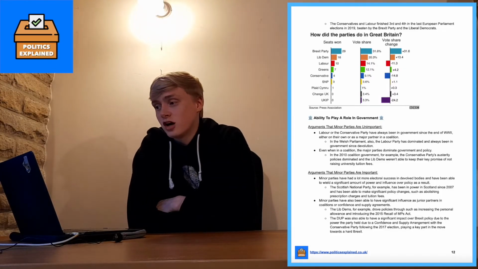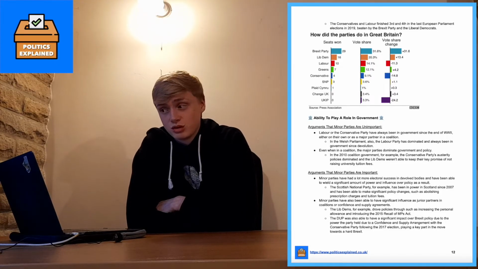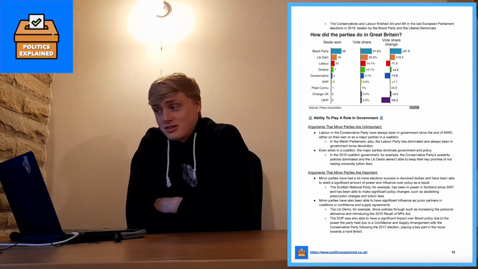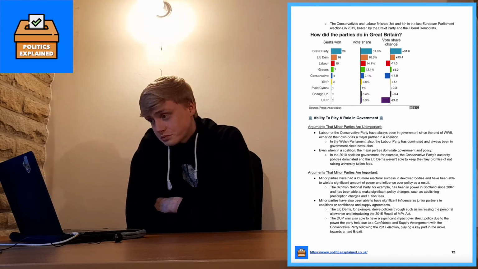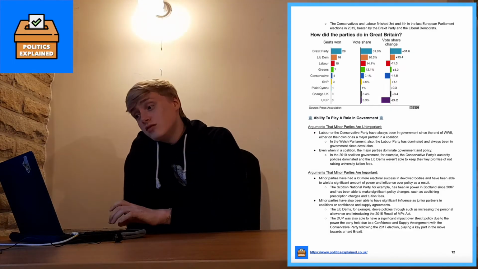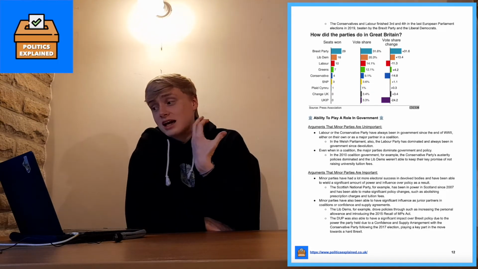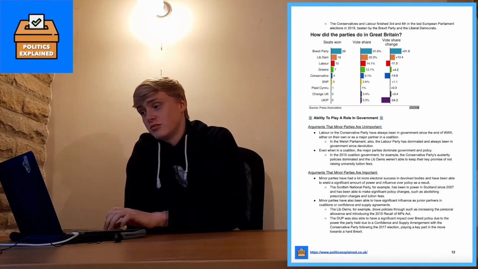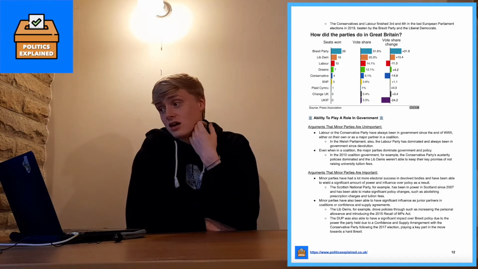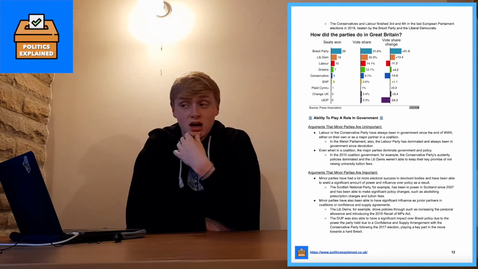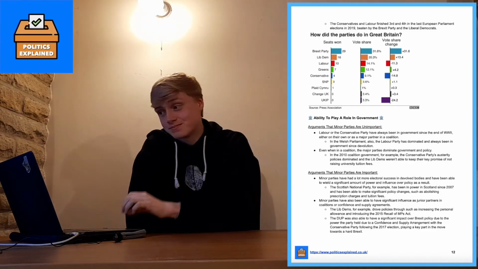Another way to analyse it is in terms of the ability of minor parties to play a role in government. So firstly, looking at arguments that minor parties are unimportant, Labour or the Conservative Party, as I mentioned, have always been in government since the end of World War II, on their own or as a major partner in a coalition. In the Welsh Parliament also, the Labour Party has dominated and always been in government since devolution. Even when in coalition, the major parties can be argued to dominate government and policy. So in the 2010 coalition government, the Conservative Party's austerity policy dominated, and the Lib Dems weren't able to keep their promise of not raising university tuition fees, which is something the Conservative Party supported doing.